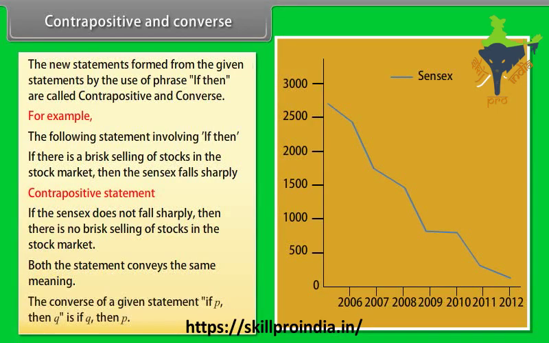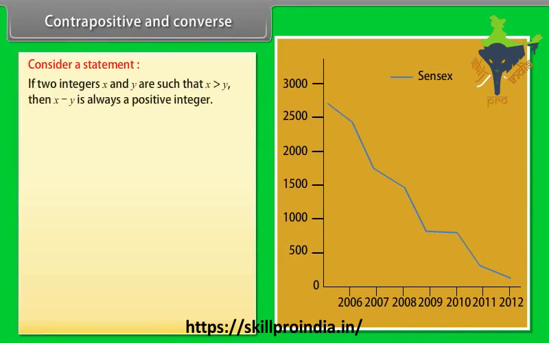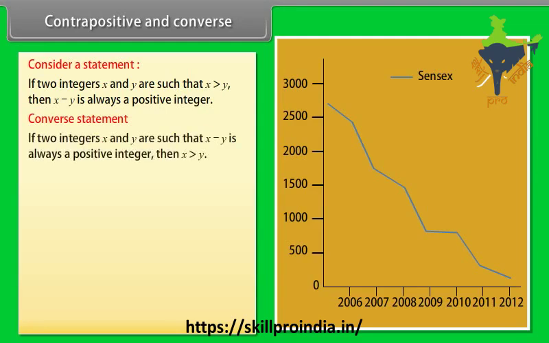Both the statements convey the same meaning. The converse of a given statement, if P then Q, is if Q then P. Consider a statement. If two integers x and y are such that x is greater than y, then x minus y is always a positive integer. The converse of this statement is, if two integers x and y are such that x minus y is always a positive integer, then x is greater than y.